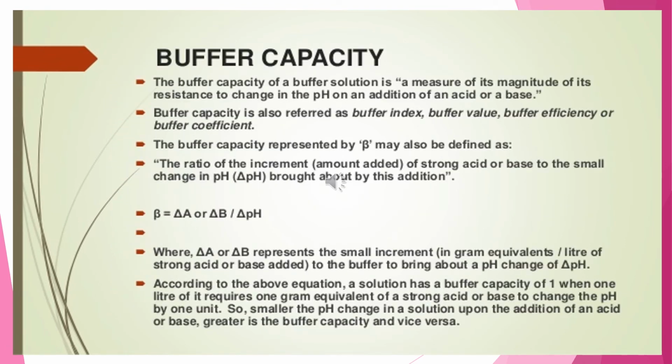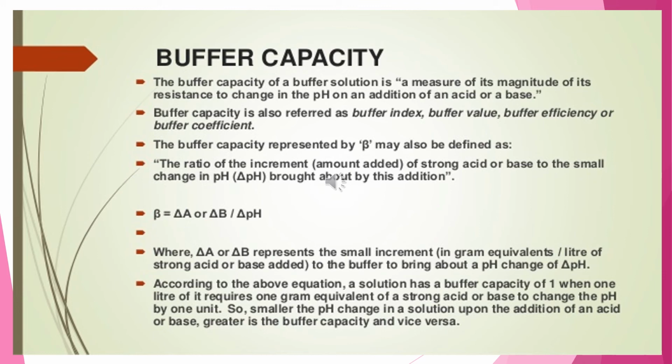buffer capacity. The buffer capacity of a buffer solution is a measure of the magnitude of its resistance to change in the pH on addition of an acid or a base. Buffer capacity is also referred to as buffer index, buffer value, buffer efficiency or buffer coefficient. Buffer capacity, represented by beta, may also be defined as the ratio of the incremental amount added of strong acid or base to the small change in pH, delta pH, brought about by this addition.